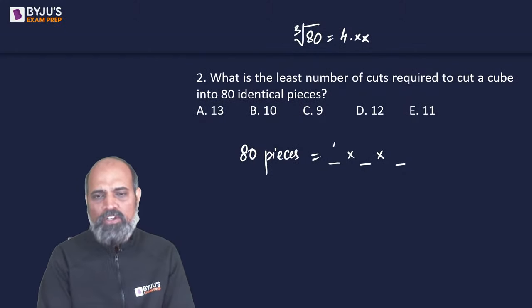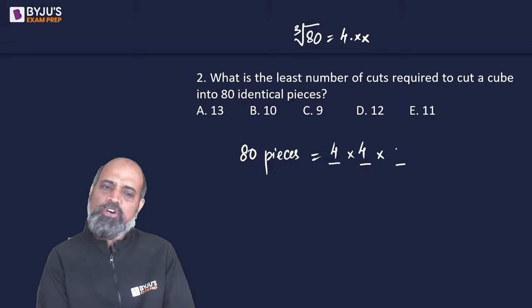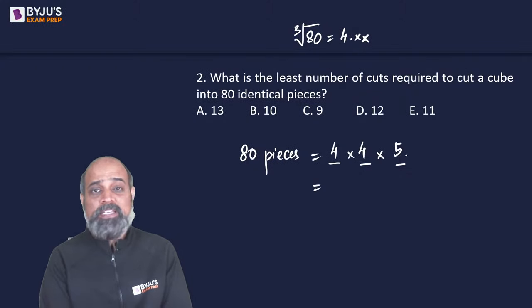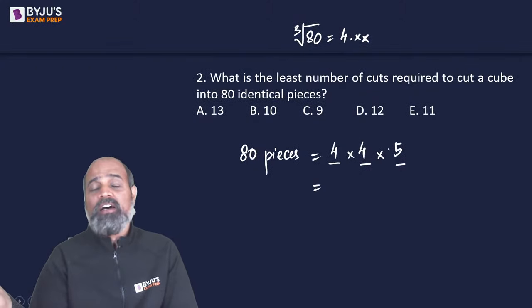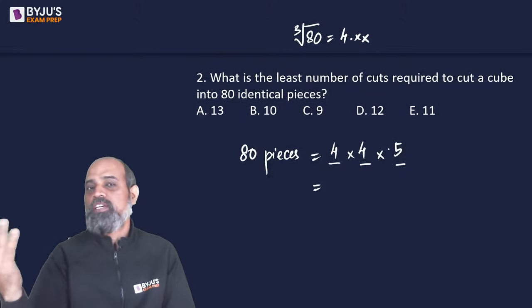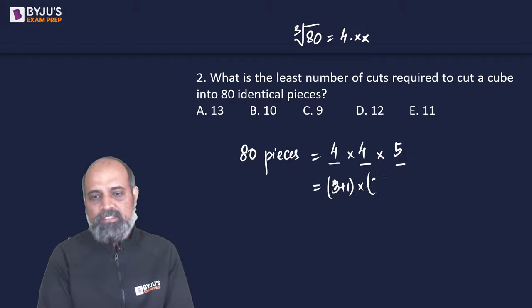So let's take 4 into 4, which is 16. 16 into how much is 80? 5. As in, if we are going to have 4 slices and 5 slices along the 3 axes, then the total number of cuts should have been written like this.